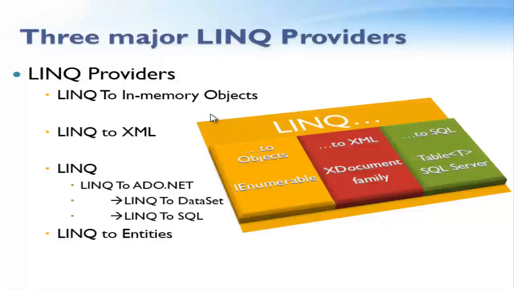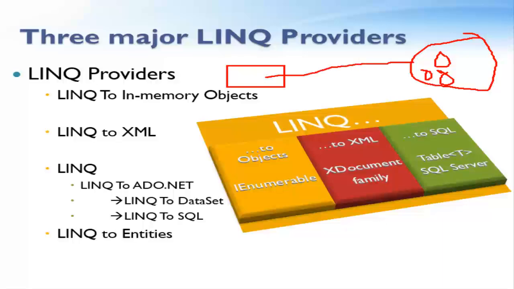Now, Linq to in-memory object is a provider that helps you. Suppose you have a collection of objects in memory, and you have your program, and you want to query these objects for something. For example, I want to get all the students who have taken the course MCA.